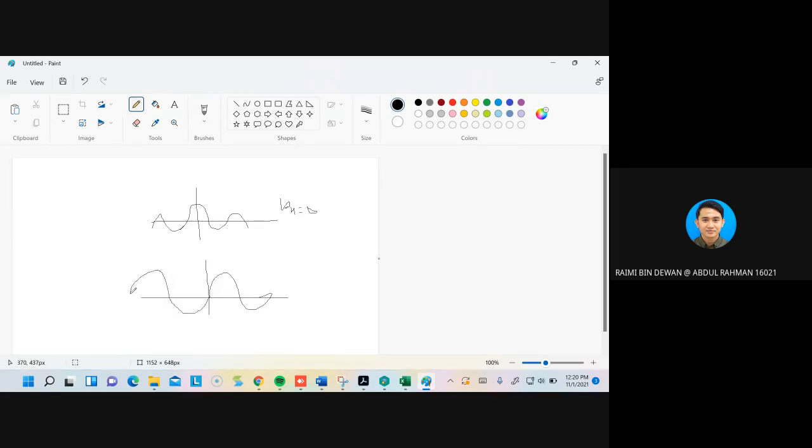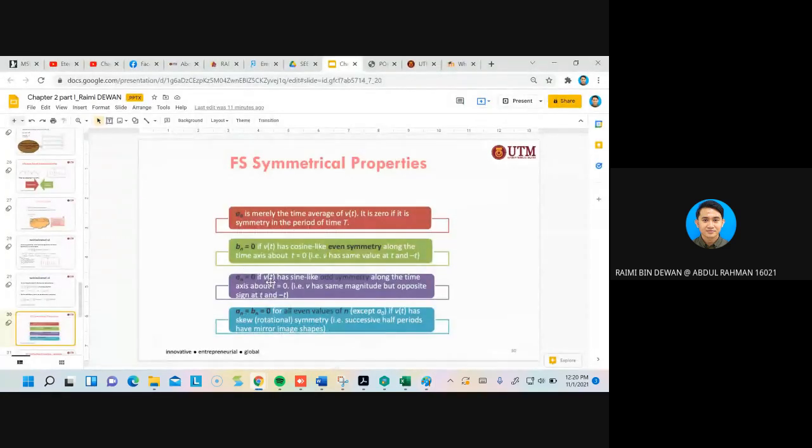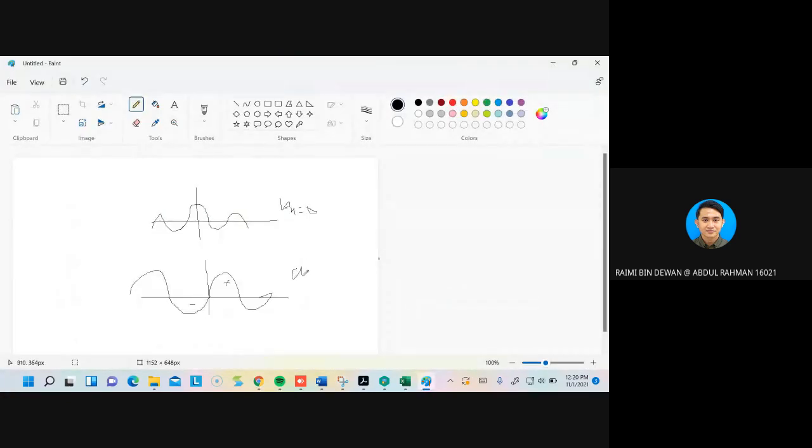It is anti. Why? Because you see, if this is positive, this is negative, so it's anti-symmetrical. So for sine-like odd symmetry, your an should be 0. Different cases will result in 0 for certain coefficients. So for cos and even symmetry, Bn will be 0, and an equals 0 if you have a sine-like signal, which is anti-symmetry.